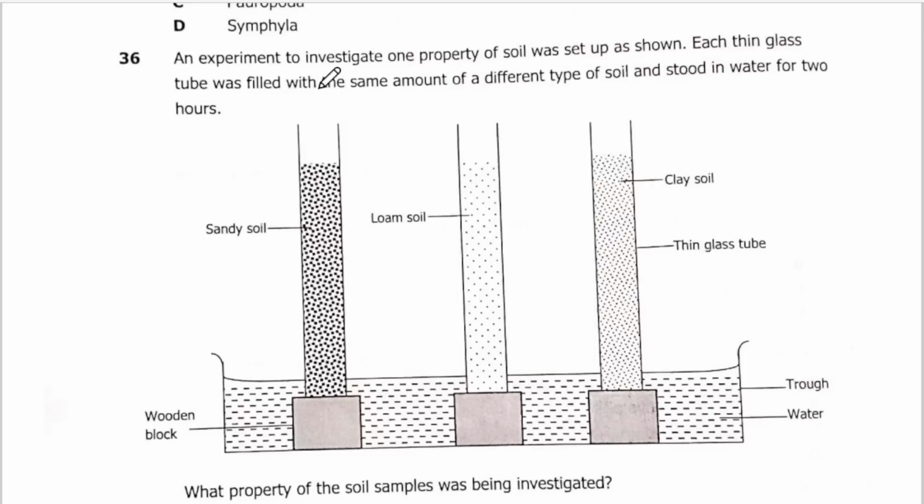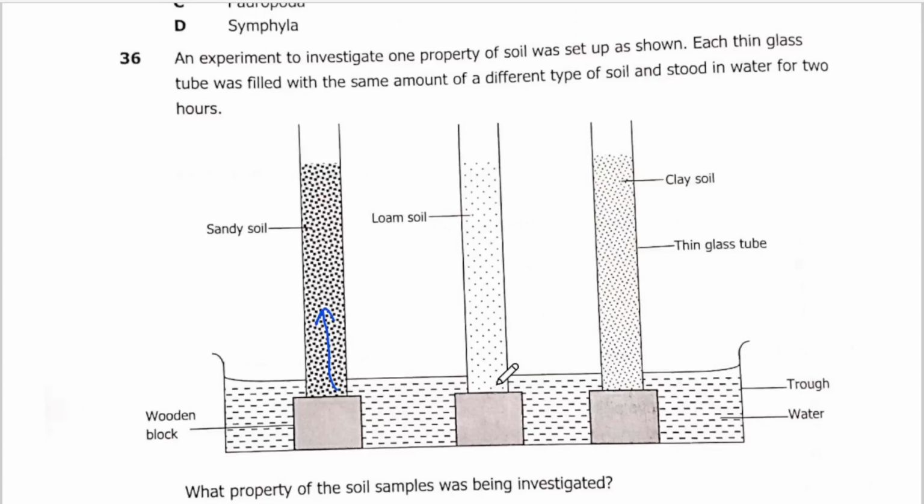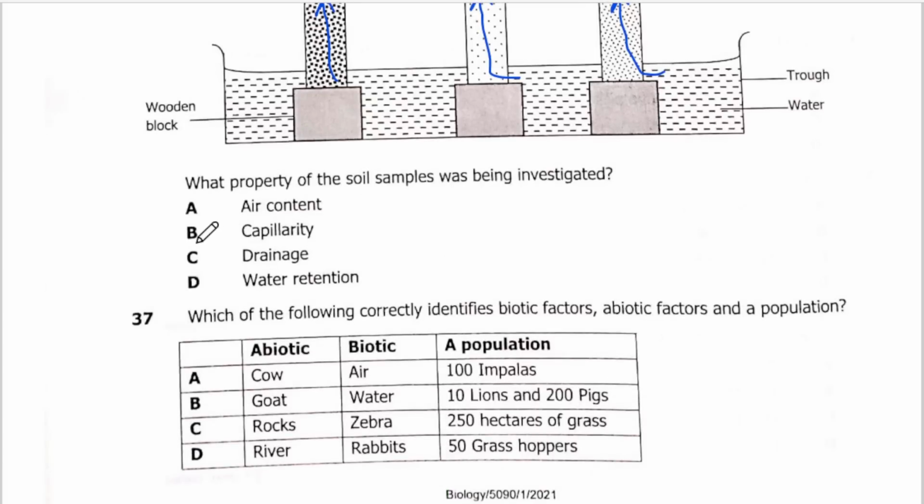36. An experiment to investigate one property of soil was set up as shown. Each thin glass tube was filled with the same amount of a different type of soil and stood in water for 2 hours. So we have sand soil, loam soil, and the clay soil, which has been placed in thin tubes, and we have a trough here which is containing water. So what property of soil samples is being investigated here? Since we've placed water at the bottom, what we are trying to observe is how far water actually climbs up these tubes. Where water is climbing, this is what is known as capillarity. So the property here is B, which is the capillarity.